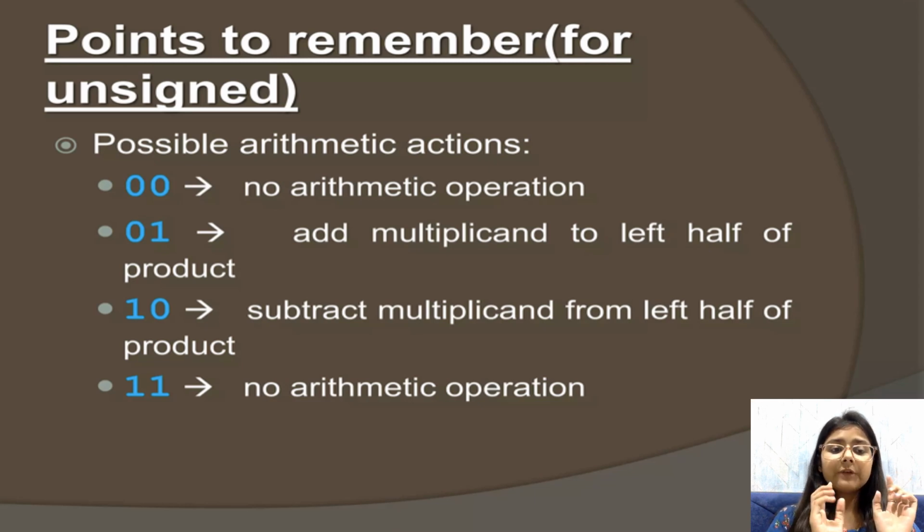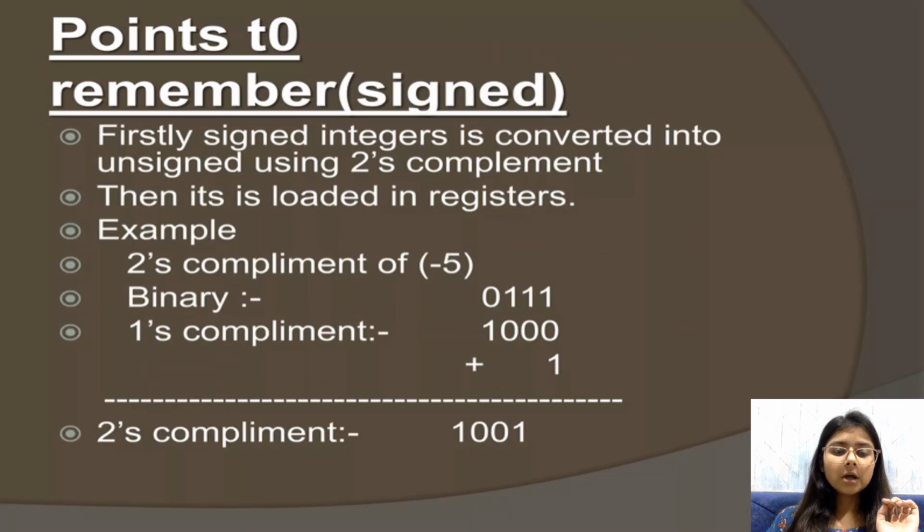Okay, if the value is 0 1, then you need to add the multiplicand to the left half of the product. If the value is 1 0, then you need to subtract the multiplicand from the left half of the product. And if the value is 1 1, again you don't need to perform any arithmetic operation, you just need to shift right.